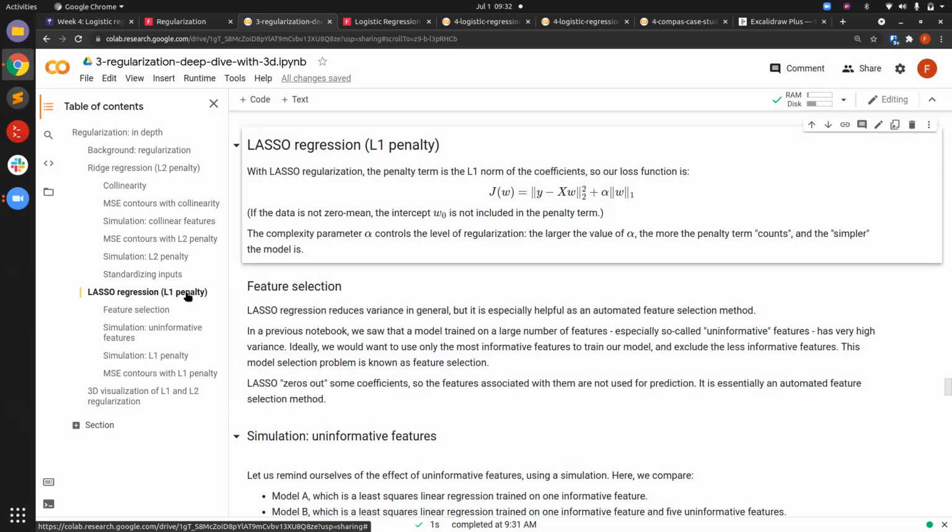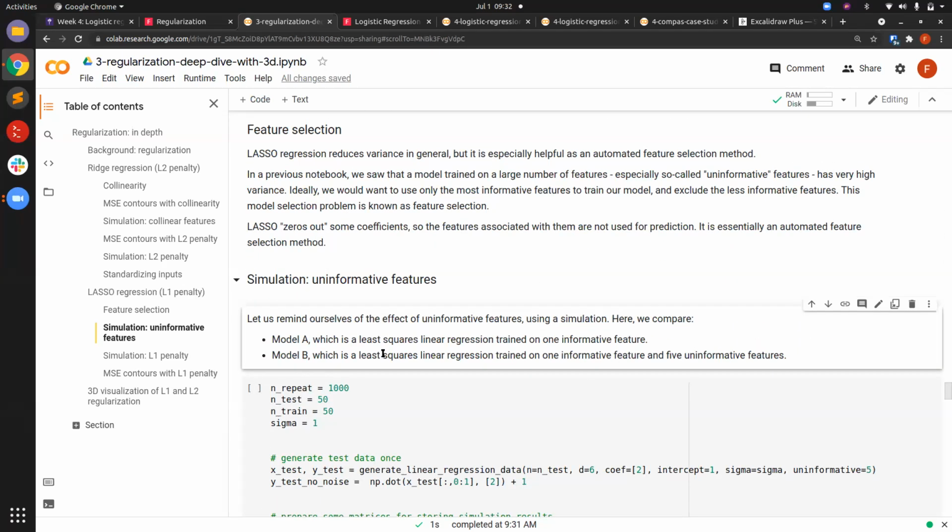So it's very helpful when you have many features where some of them are uninformative or unimportant. Let's remind ourselves of this. We're going to do another simulation with two examples. In model A, you have a least squares linear regression, so no regularization term. It's trained on one feature, and it's an informative feature. So the true function is, let's say, y equals w0 plus w1 x1. And we're going to train a model that's y equals w0 plus w1 x1.